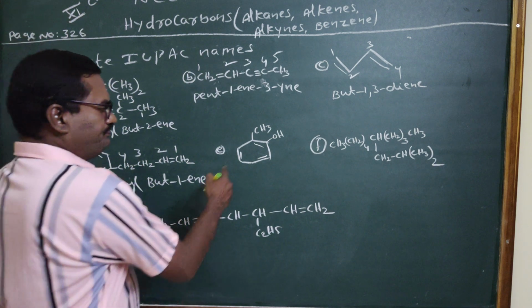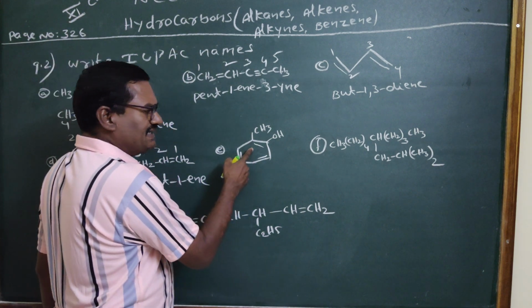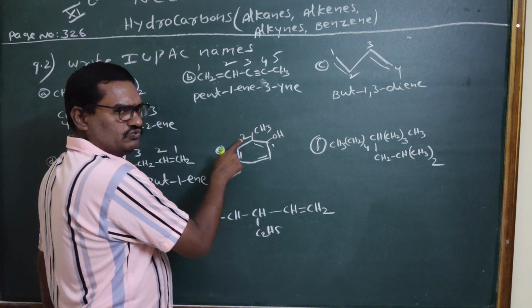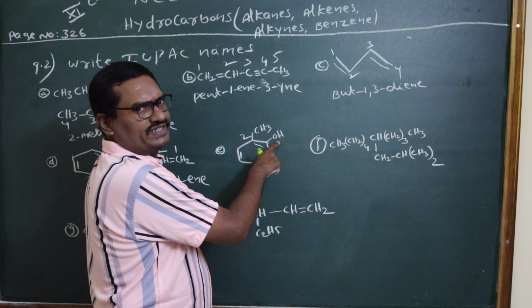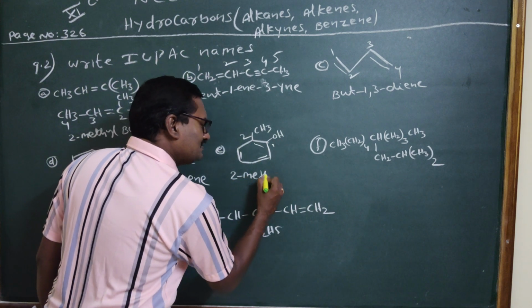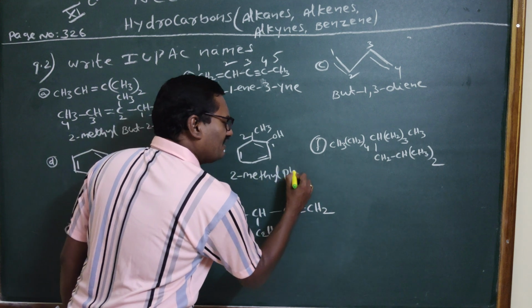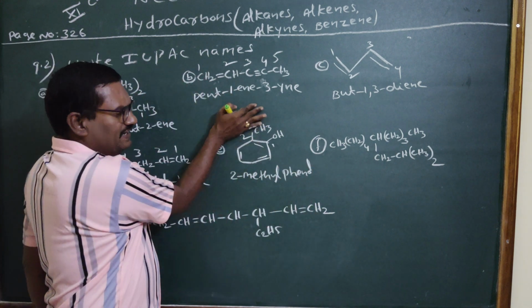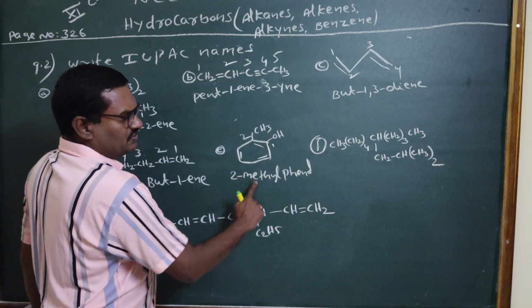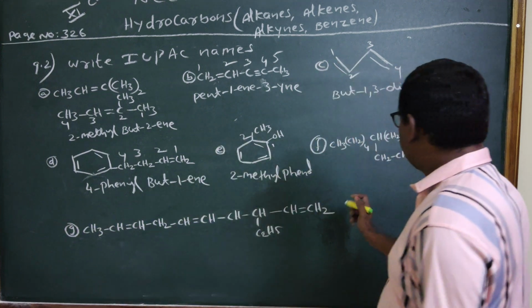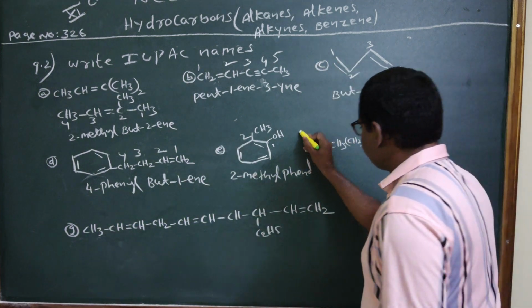Next one: a benzene ring with OH and CH3. We give high priority to the phenol OH, so the second place contains the methyl. The parent is phenol. So it is 2-methylphenol.